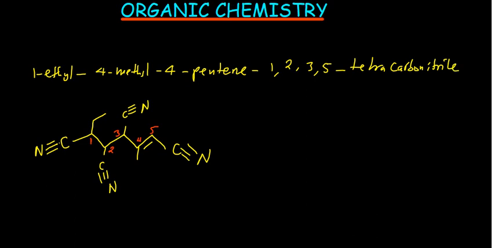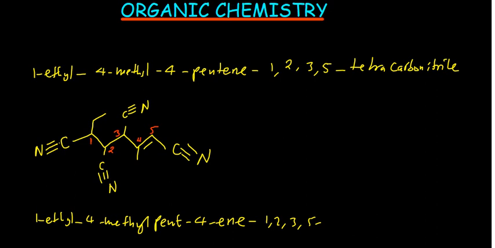We can also name it as 1-ethyl, 4-methyl. Instead of me first stating the position of the pentene, I'll just say pent and then say 4-ene, and then now put another dash 1, 2, 3, 5 tetracarbonitrile. So that also is going to be the name for this one. Well, we are done with nitriles. Let's consider how to name esters.